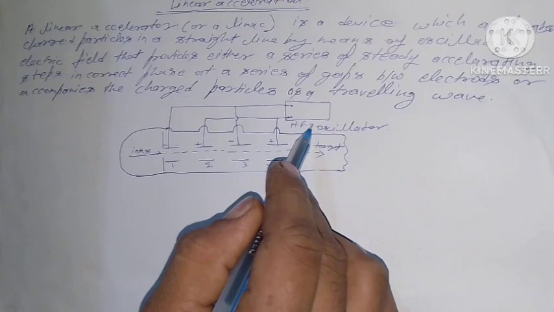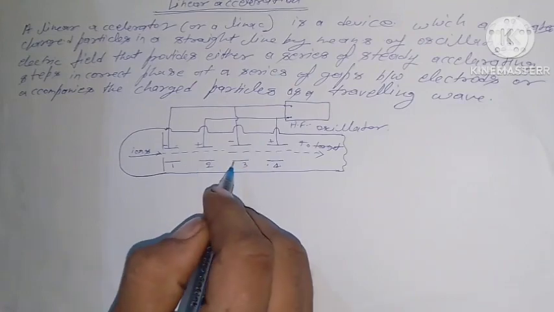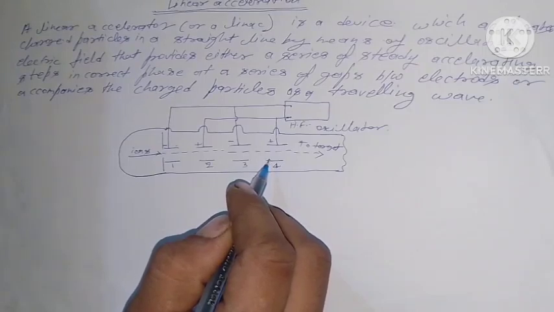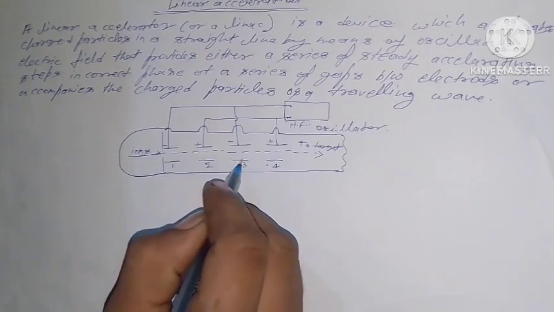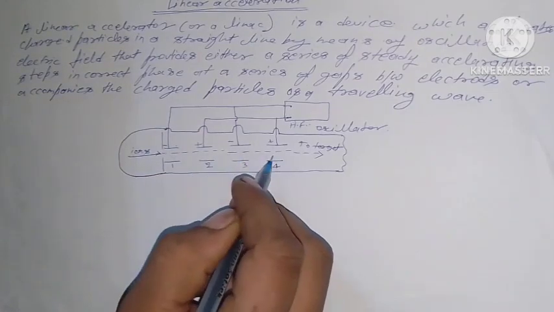Thus, in one half cycle, if tubes 1 and 3 are positive, then 2 and 4 will be negative. After a half cycle, the polarities are reversed: 1 and 3 will be negative, and 2 and 4 will be positive.